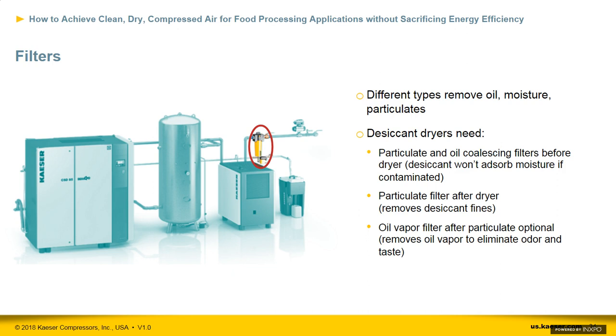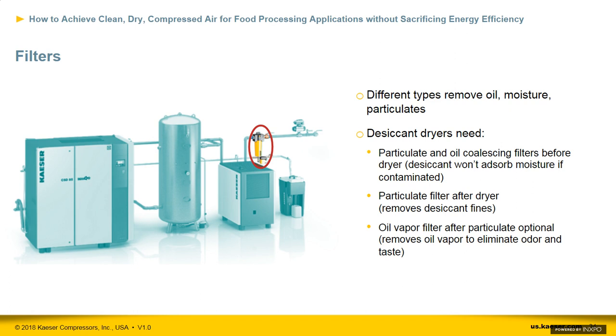Different types of filters remove different kinds of contaminants. As Neil mentioned earlier, those contaminants include oil, moisture, and particulates. If you have a desiccant dryer, it will need to have additional filtration before and after the dryer. Install a particulate and an oil coalescing filter before the dryer. This is because the desiccant beds are highly sensitive to oil, and the desiccant will not be able to absorb moisture if even a trace amount of oil is present. After the dryer, be sure to include a particulate filter. This will catch any of the dust or desiccant fines.